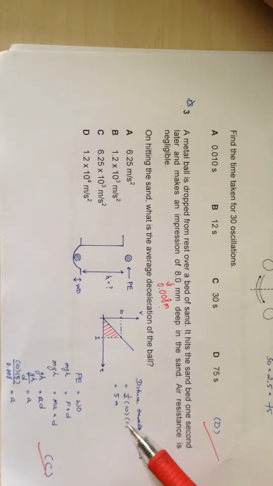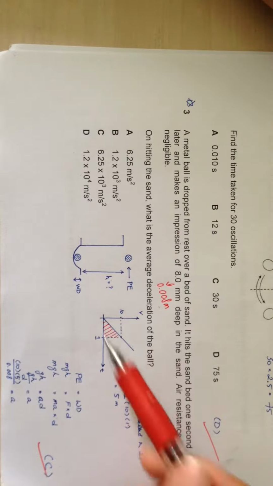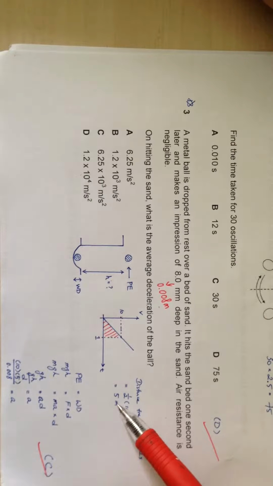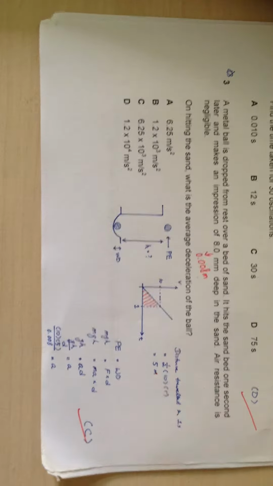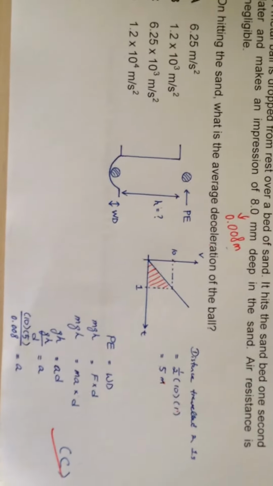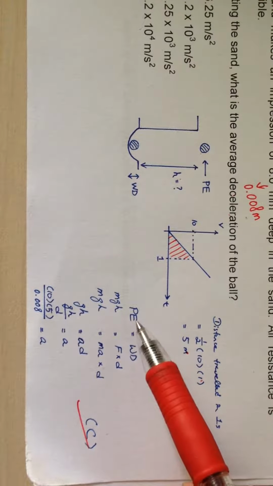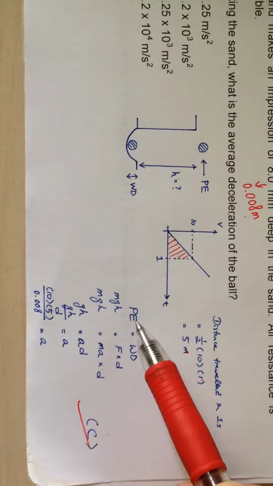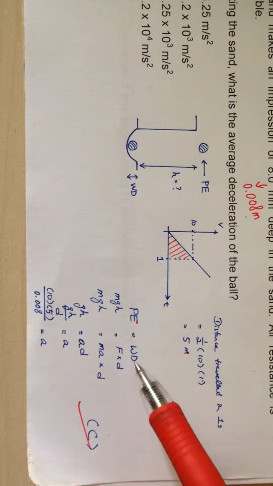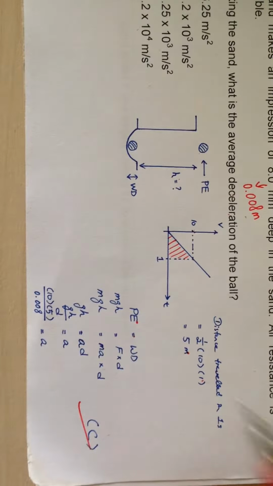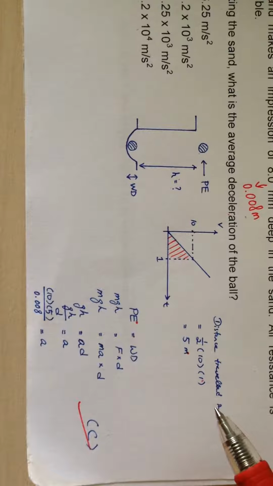It's just a triangle. So from this sketch, you found that my ball actually fell down from a height of 5 meters. Then you use conservation of energy. Let me zoom in a little bit. Initially my potential energy must be equal to the work done that the ball dissipated when creating that impression of 8 mm.